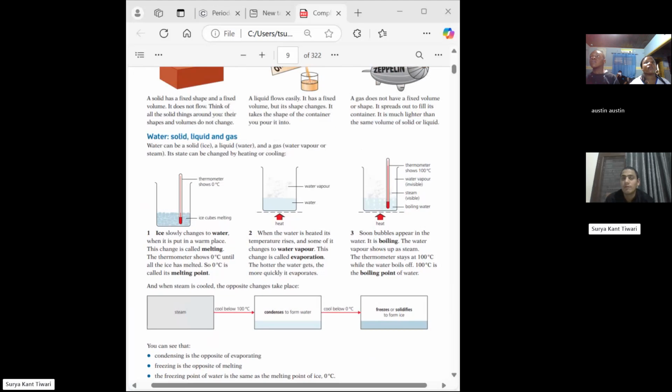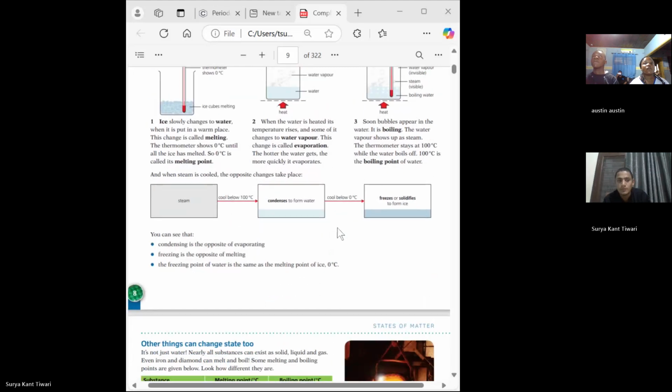Have you ever used a perfume? When you press the nozzle of the perfume, you see perfume coming out of it. It is inside a very small container, but when you press it, it comes out and spreads in the entire room, right? So it does not have a fixed volume. Got it?